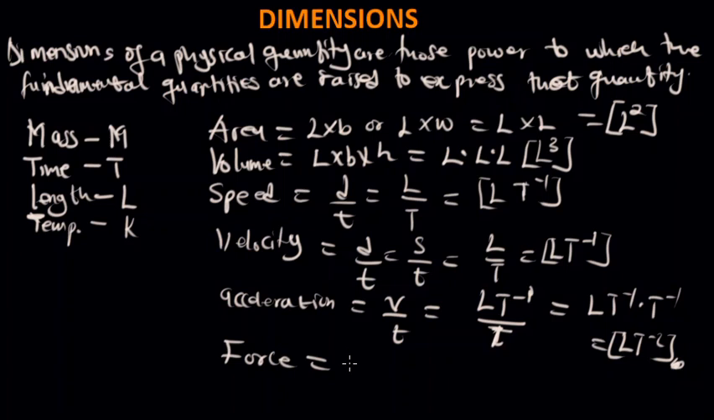So force has a formula of ma, that is mass times acceleration. We already know the dimension for acceleration, so we are going in that order so that it will be very simple for us. So the mass has dimension of M, then we bring this one, LT^-2, and then we'll put it in a square bracket. This is the dimension for acceleration. This is the dimension for force.